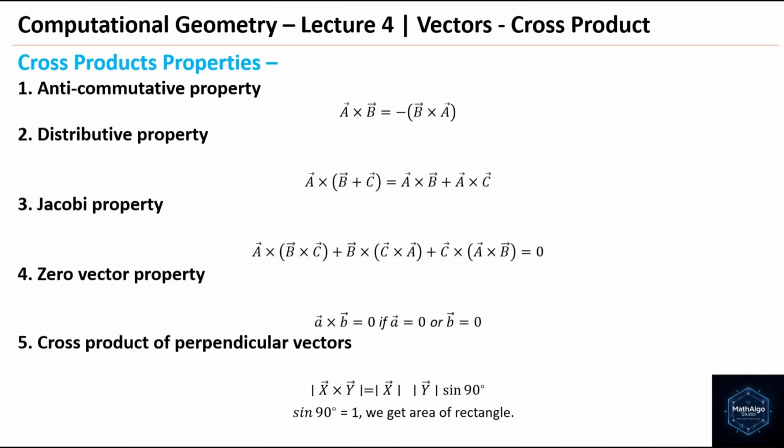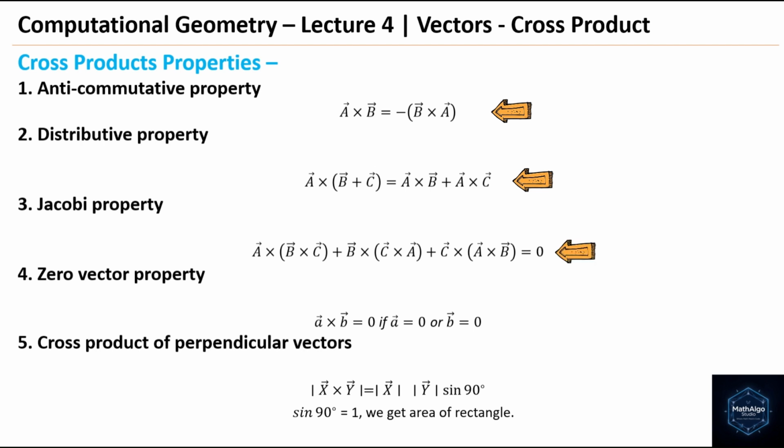Now let's discuss some important properties of the cross product. First, the cross product is anti-commutative. This means the order of vectors matters. If we reverse the order, the direction of the result also reverses. Mathematically, A cross B is equal to minus B cross A. Second, the cross product follows the distributive property. So, when vector A is crossed with the sum of two vectors, it distributes just like algebra. A cross (B plus C) equals A cross B plus A cross C.